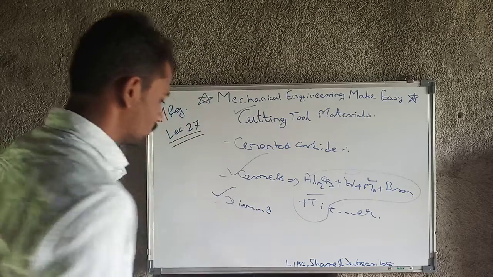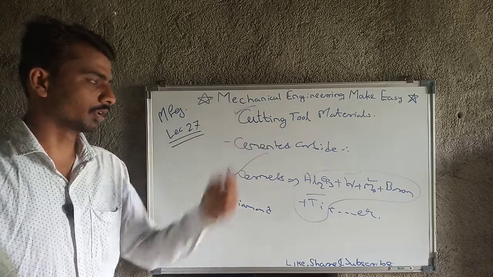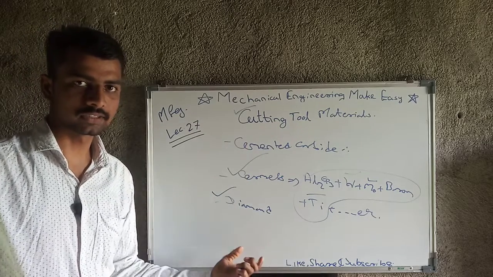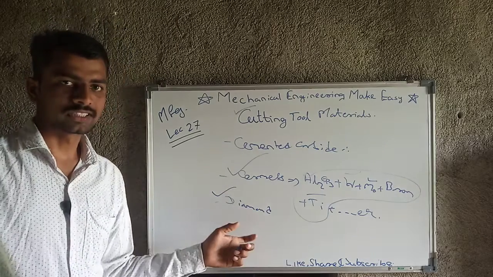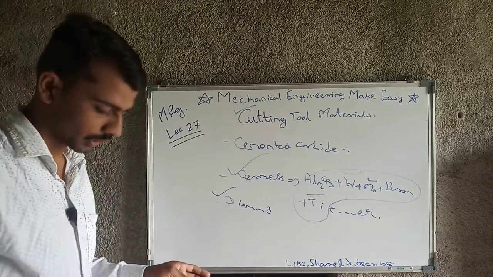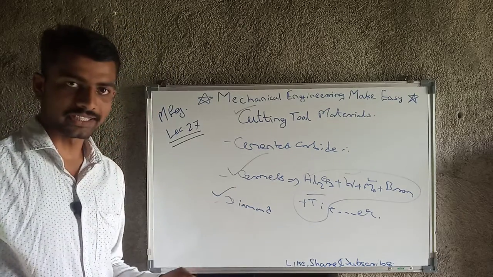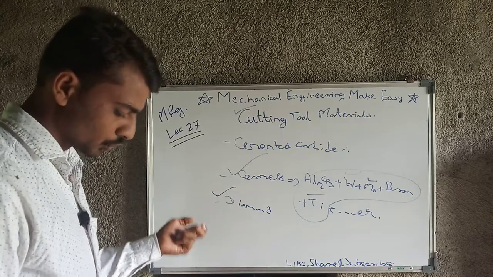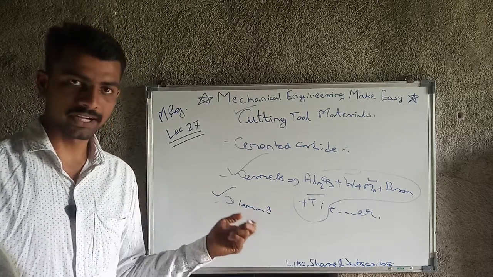Diamond is a very hard material for manufacturing cutting tools, but it is also very costly, and diamond is stable over a very broad temperature range. Then next is CBN, that is cubic boron nitride. Then next is Yukon. Yukon is a very special material developed by Union Carbide in the USA.